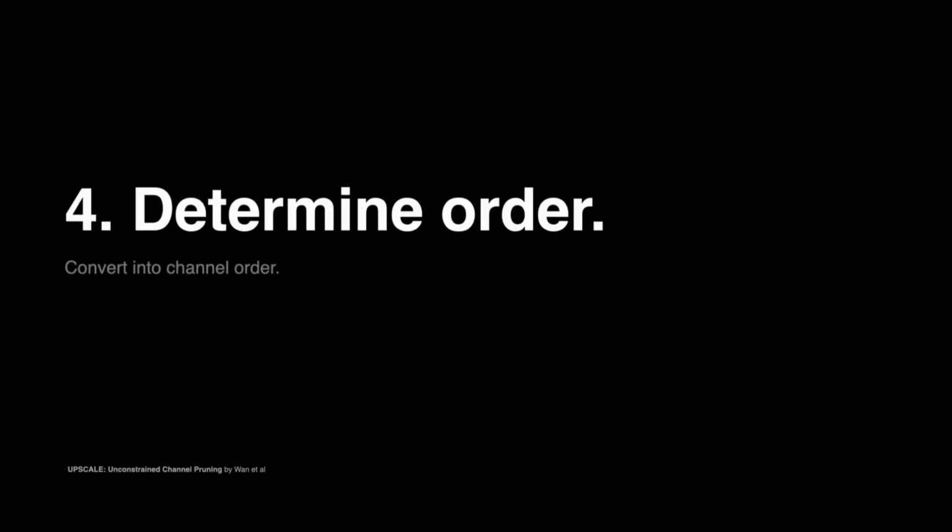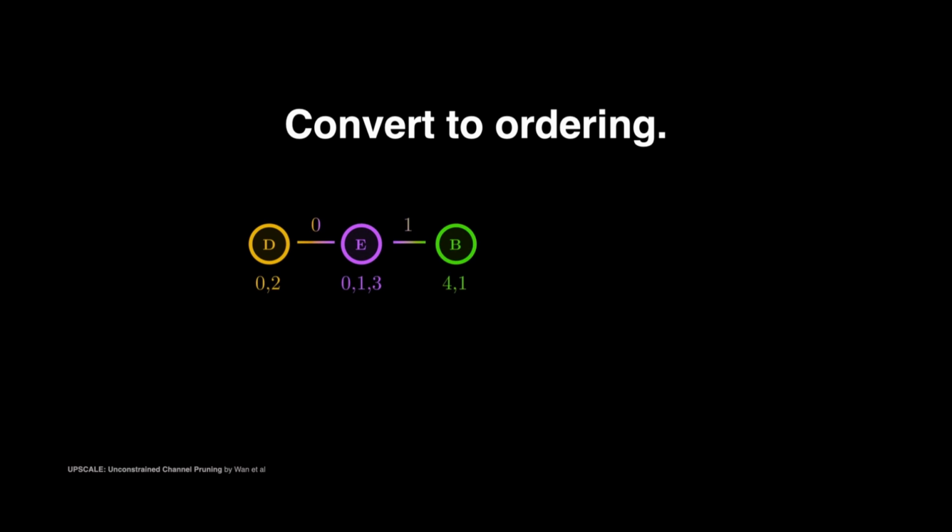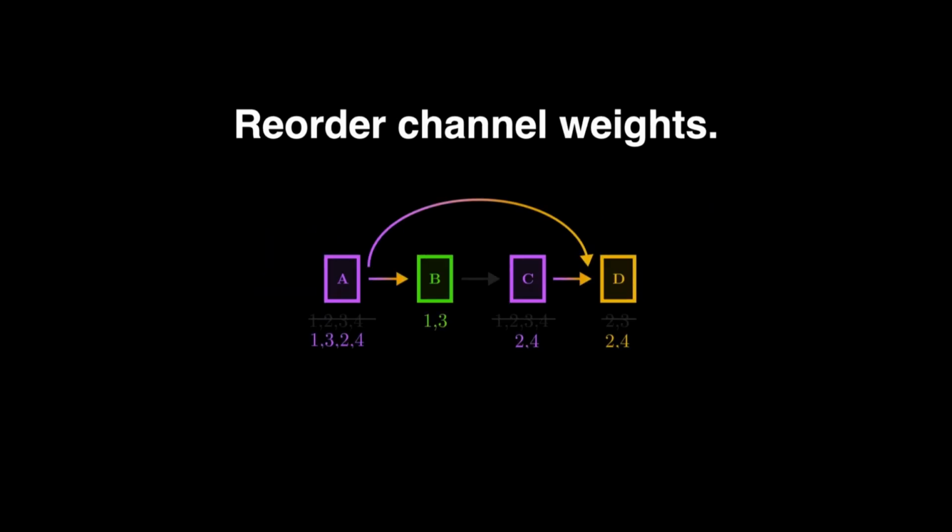Using this path, we then determine a channel order. Simply read the path from left to right. Start with channels unique to D. Add channels shared by D and E. Add channels unique to E. Channels shared by E and B. Finally, channels unique to B. This completes our channel ordering. We then reorder all channels in this segment to match this ordering.